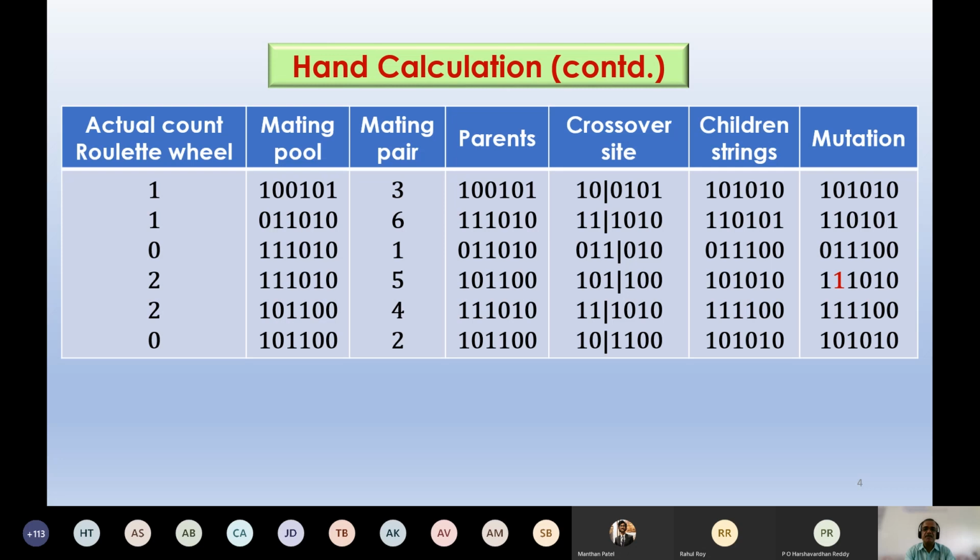And once you've got this particular mating pair, now I'll be going for, say, single point crossover. There are 6 bits, so there are 5 places for crossover site selection. For the first parent, this is the crossover site selection. Second parent, this is the crossover site selection. Third parent, this is the crossover site selection.